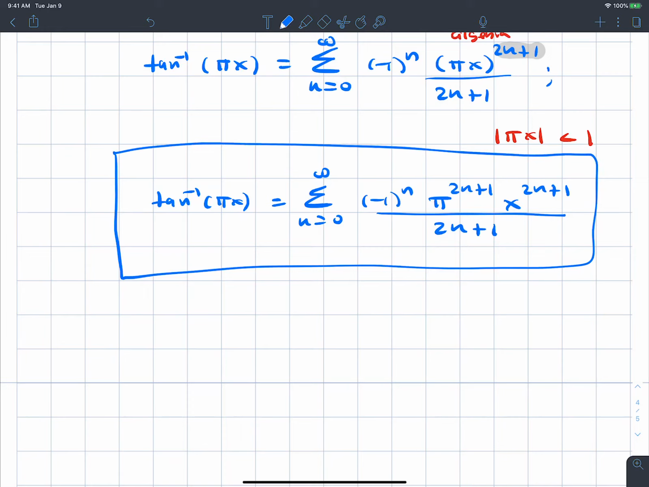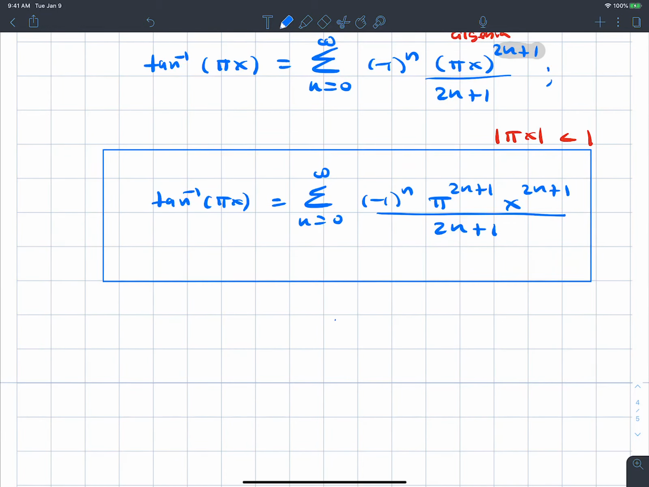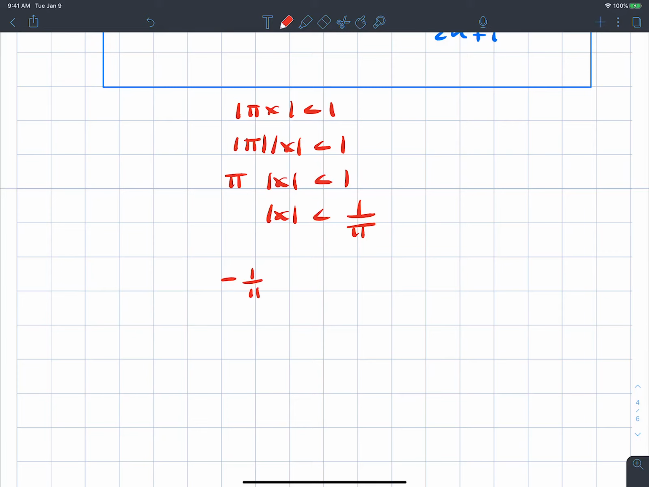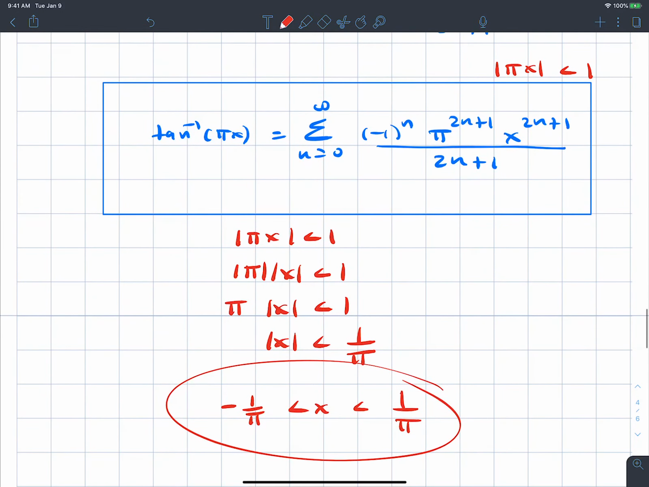So you might say, well, what about the interval of convergence? Well, the absolute value of pi x has to be smaller than 1, and that means the absolute value of pi times the absolute value of x is smaller than 1. We get the absolute value of x is smaller than 1 over pi, and our interval of convergence, again, is going to be negative 1 over pi less than x less than 1 over pi. So here's what we get for this power series expansion for inverse tangent of pi x.